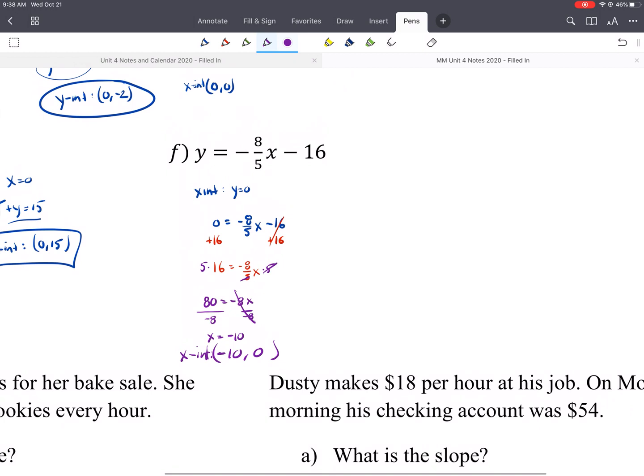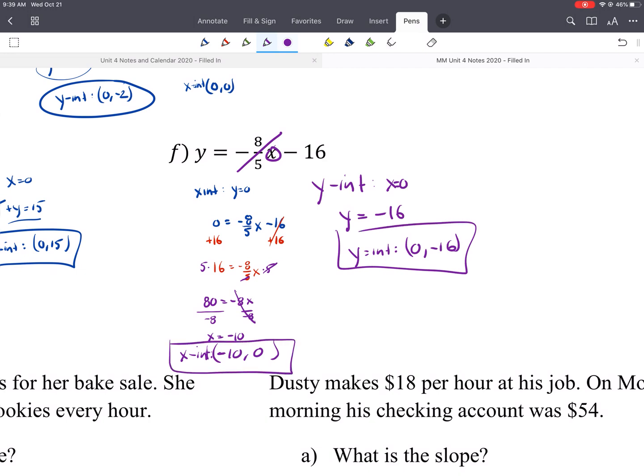And then for the y-intercept, we know that x is 0. So we end up getting y is equal to, and when we plug 0 in there, that whole thing goes away, and we just get -16. So our y-intercept is (0, -16).